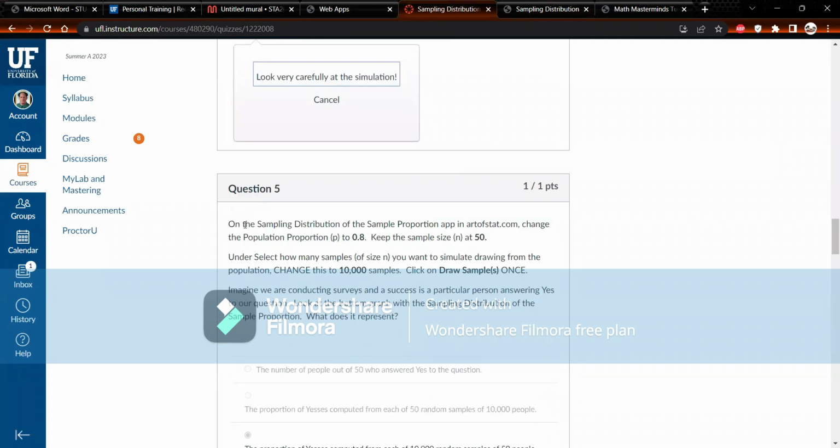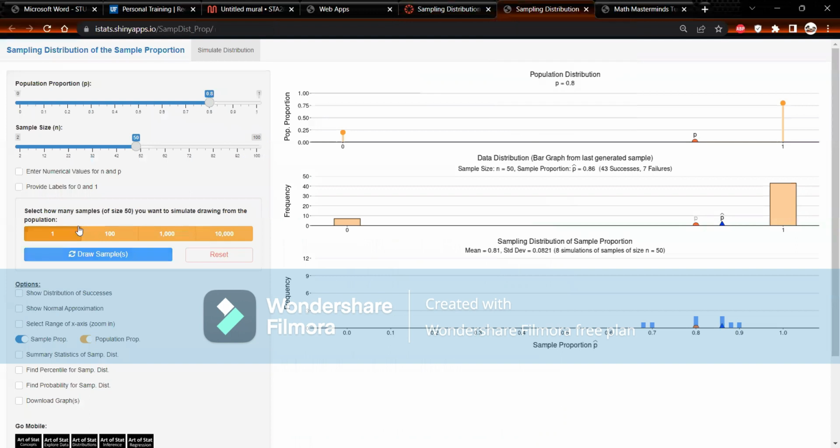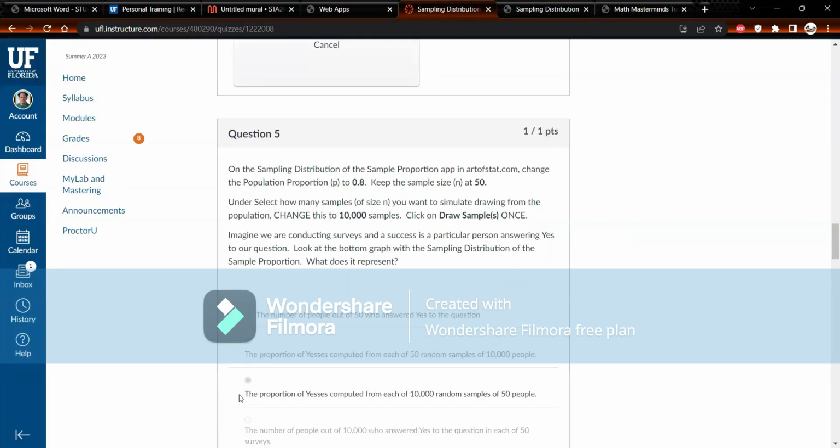Okay, so question 5. What does the sampling distribution of sample proportion represent? So here, 0.8, change to 10,000 samples. So reset, 10,000. Look here: we have a sample size, and this is how many samples we want, right? What does that mean? This is our proportion of 10,000 samples of 50 people, right? So this is the success rate of all 10,000 random samples that are each 50 people in size, right?